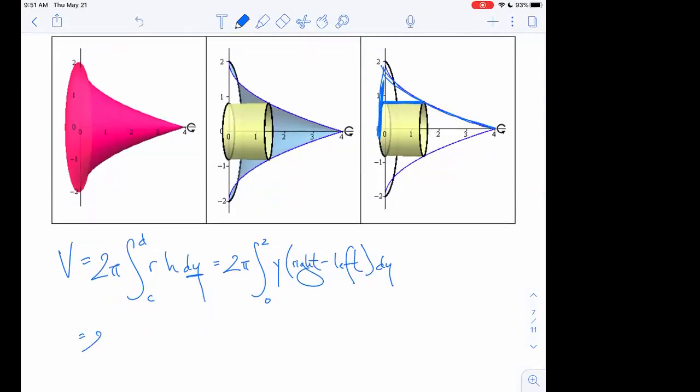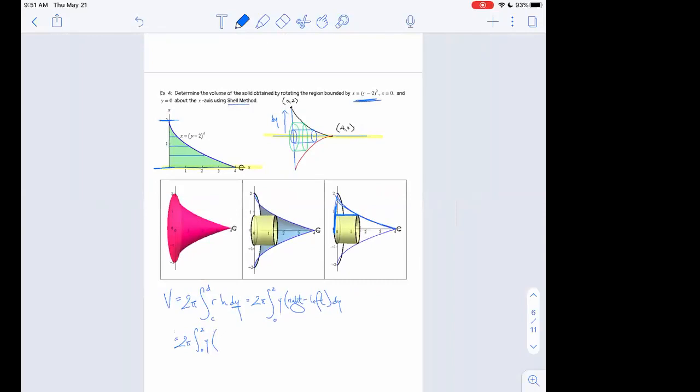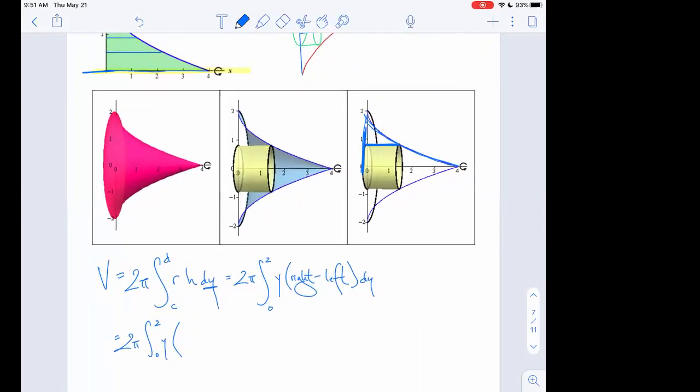So what is the right curve that bounds our cylindrical shells? y minus 2 all squared. Yeah, it's just this function right here, y minus 2 squared. In fact, they even gave it to you in terms of y, like they want you to use shell method based on the setup, okay? So the right curve is y minus 2 squared. And what is the left curve in this case?